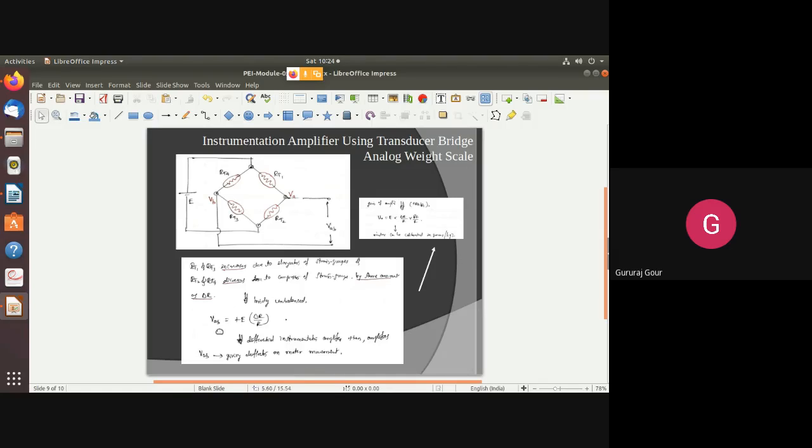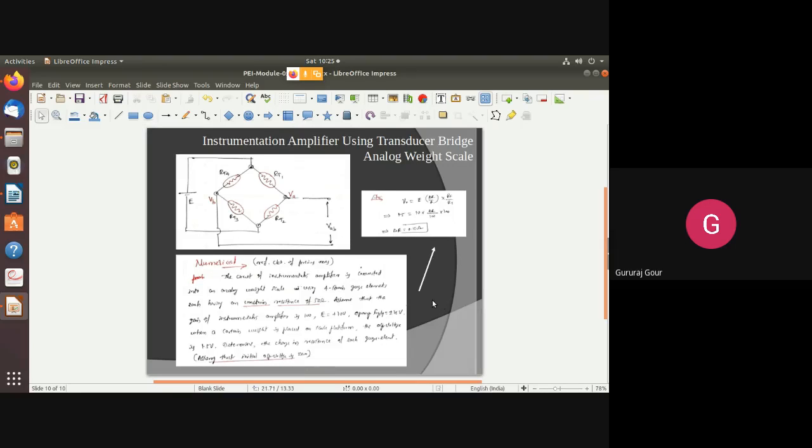So the final VAB is V into delta R by R. This differential instrumentation amplifier output is then amplified, giving deflection on the meter, which is calibrated in terms of milligram, gram or kg. So the gain, you can see, V naught equal to V into delta R by R into RF by R1. The meter can be calibrated in grams or kgs. That's all.